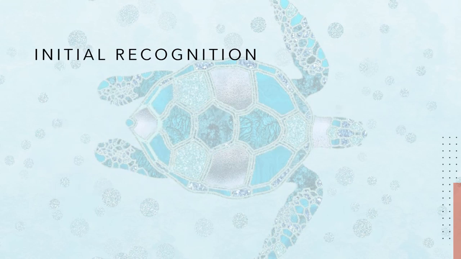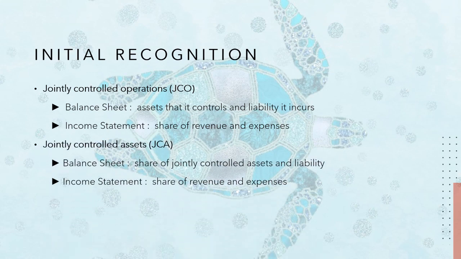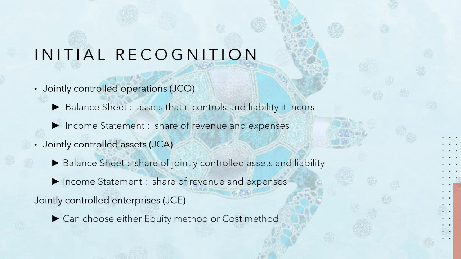For initial recognition, jointly controlled operations have a balance sheet showing the assets it controls and liabilities as incurred. The income statement is a shared percentage of revenue and expenses. For jointly controlled assets, the balance sheet has a share of jointly controlled assets and liabilities. The income statement is also a shared percentage of revenue and expenses. For jointly controlled enterprises, investors can choose either the equity method or the cost method.